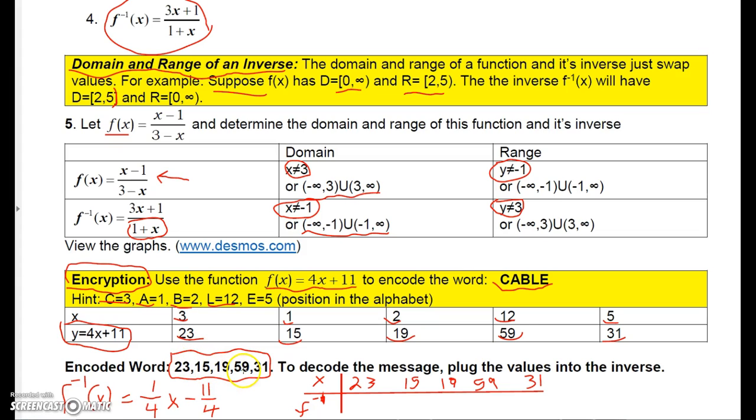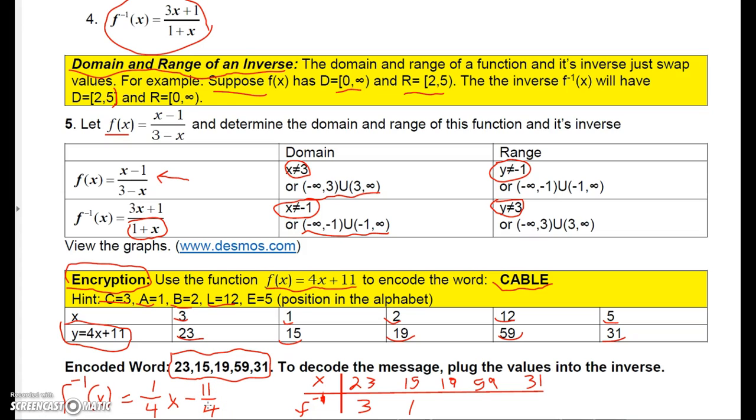23, 15, 19, 59, 31, and plug them into the inverse. Watch what happens. If I plug 23 in, I get 23/4 minus 11/4. Let's see, 23 minus 11 would be 12. 12 over 4 would be 3. If I plug 15 in, I get 15 over 4 minus 11 over 4, which is 4 over 4, which is 1. If we plug 19 in, we get 19 over 4 minus 11 over 4.